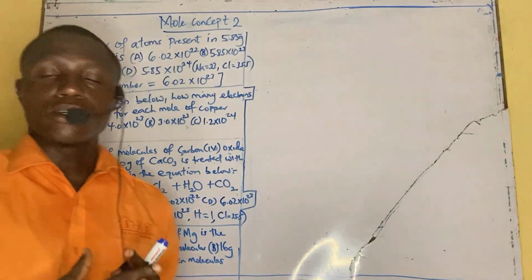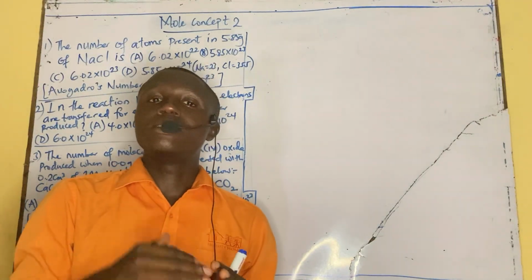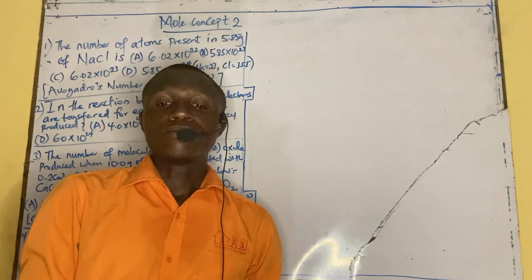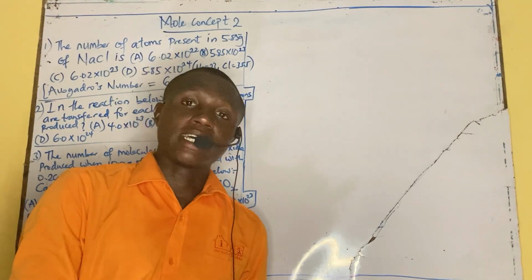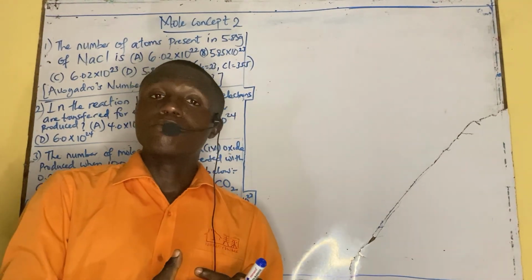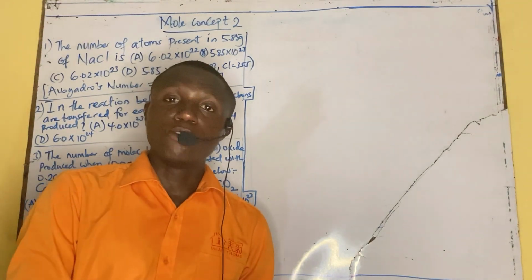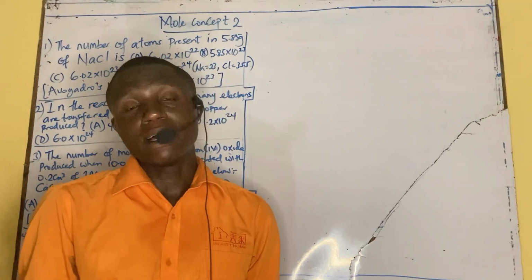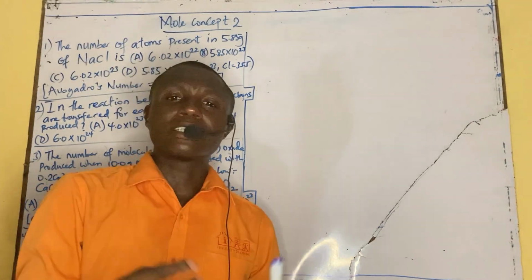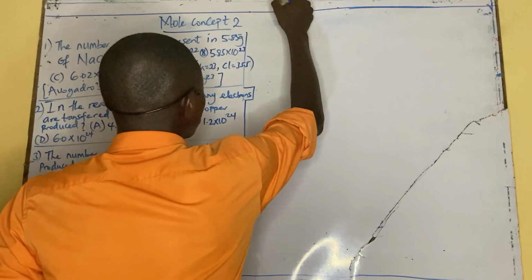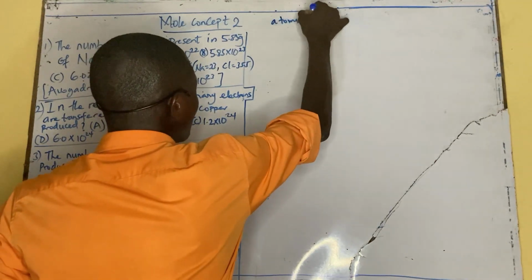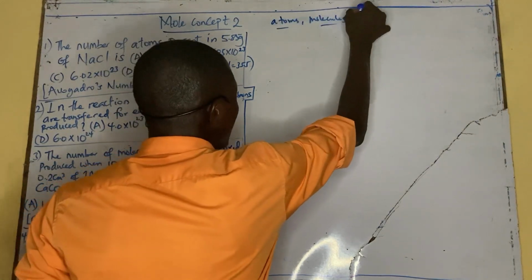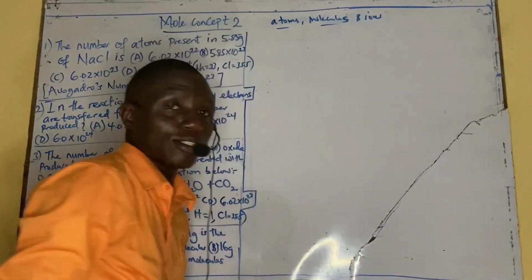Now I'm talking about mole concept. It has to do with the means of measurement in chemistry. For instance, we measure mass in grams. We use a weighing balance to weigh the mass of a substance, or we can use a digital balance. But when it comes to particles like atoms, molecules, and ions of substances or matter.